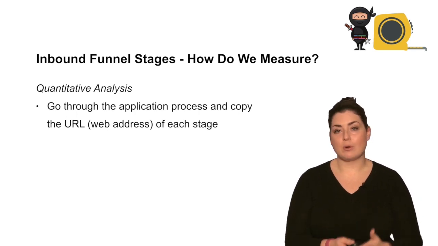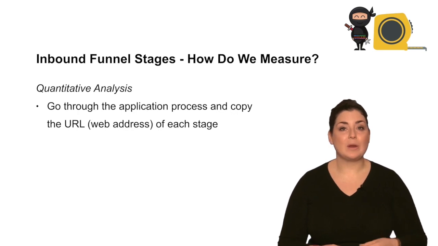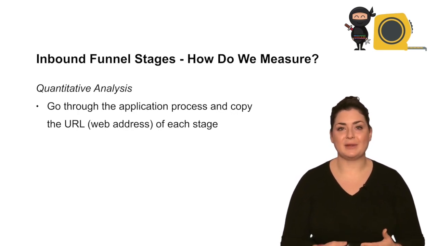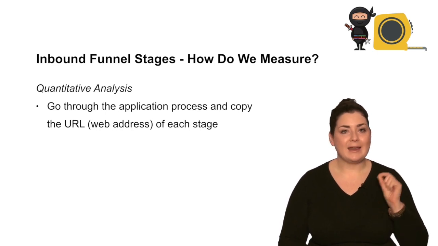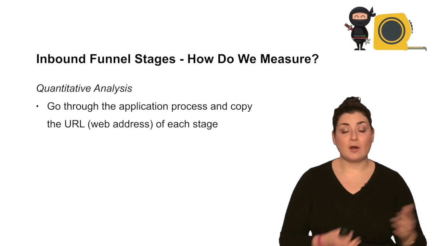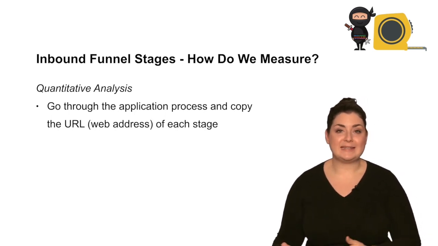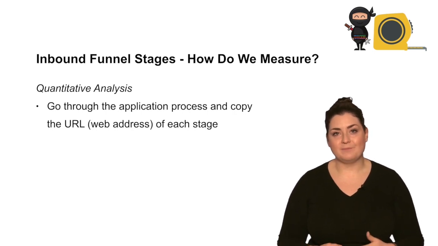If you want to do this yourself, what you'll need to do is go through the application process and then copy every URL that you visit. So when you're applying online at your company, you need to take note of the website address at every single page that you're sent to. Sometimes we start at our own website and then go into our ATS. And again, we'll need to make note of every single URL that we're in.